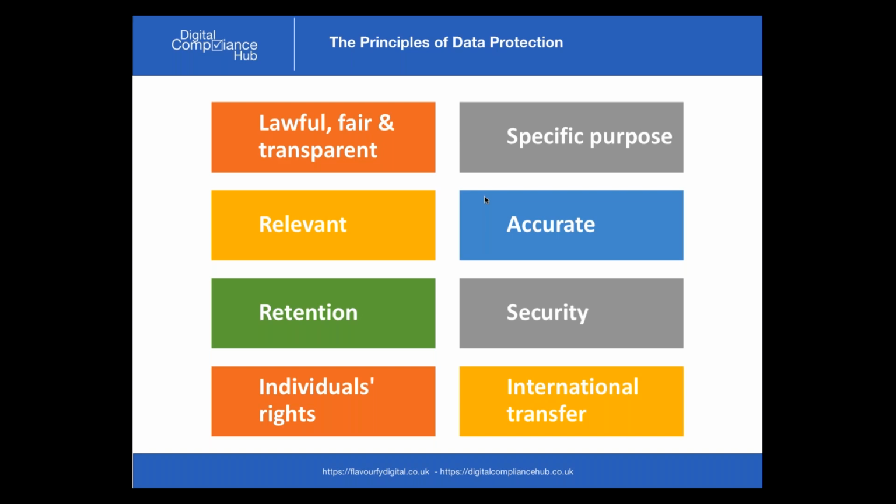And probably the most well-known individual right is the subject access request. So the request from the data subject to have a copy of their data, be told what you're using it for, and so on. And then international transfer, this is a rule that basically says you must only process data within the EU. If you process it outside the EU, then you must ensure that the country in which you're processing it has adequate data protection.